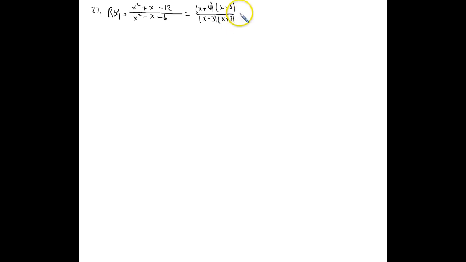So if we write this in reduced form, this is going to be x plus 4 over x plus 2. And we have a restriction now because we've canceled out our zero factor. So we can say this is valid, and we could use this as long as we never let x equal 3.